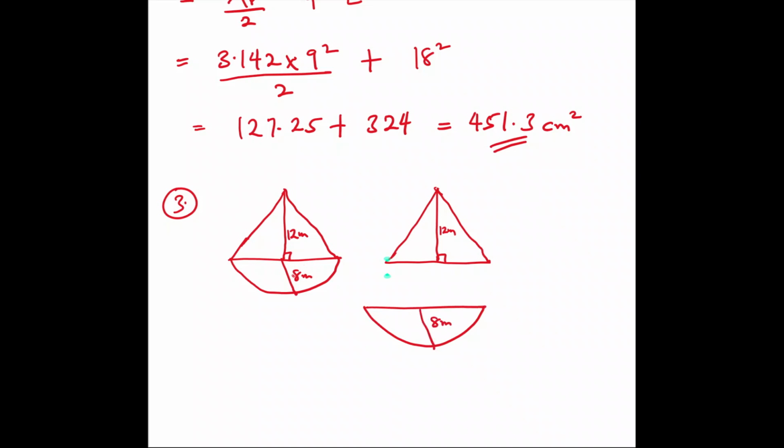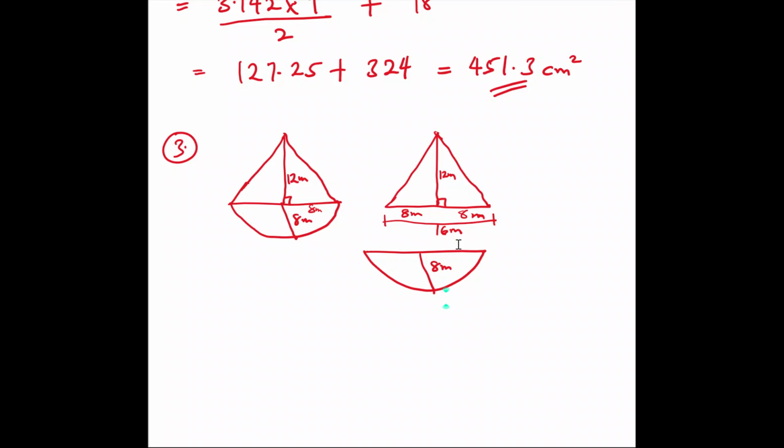It's 8 meters. Okay. So if you look at it, the length of this side, this 8 meters, is proportional to the length of this side, because they are drawn from the middle to the circumference of the circle, to the edge of the circle. So if this side is 8 meters, this side will definitely be 8 meters. So 8 plus 8, the whole length of the base, will be 16 meters.